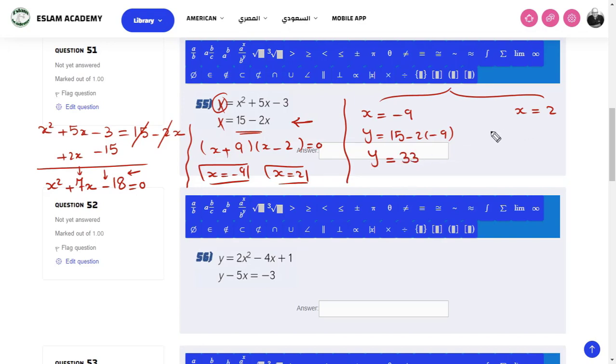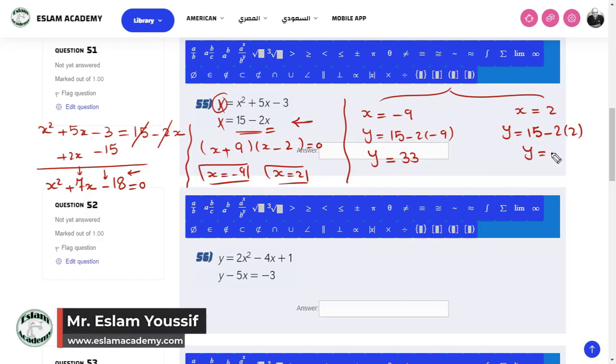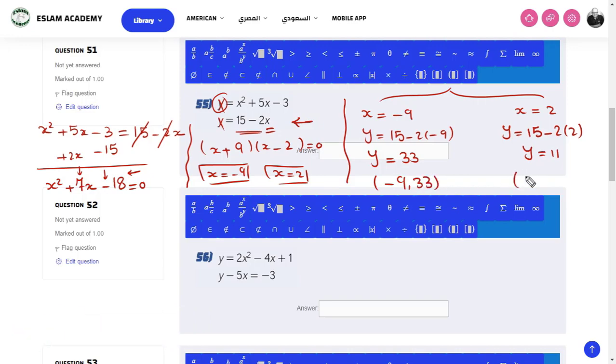Now by substitution when x equals 2 in the second equation, y equals 15 minus 2 multiplied by 2. Just replacing x one time with negative 9 and one time with 2. Then y equals 11. Now you will find that the solutions are negative 9 and 33, or 2 and 11.